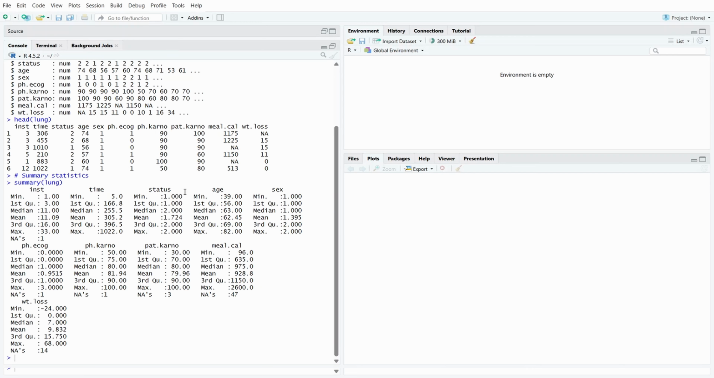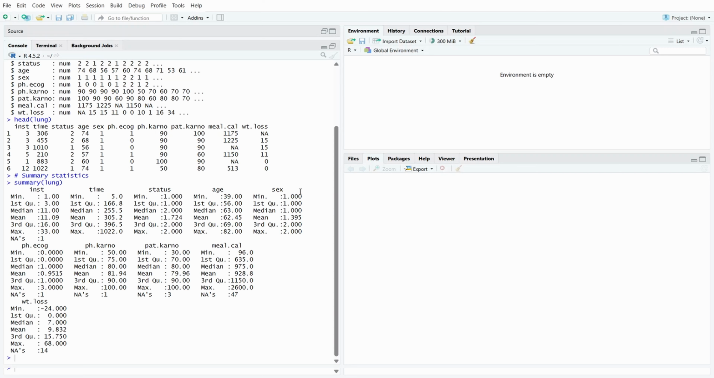Next is status, which tells us whether the patient was censored or died. The values range from 1 to 2, with a mean of 1.724. Since 2 typically indicates death in this dataset, it looks like the majority of patients experience the event, meaning death, rather than being censored. Looking at age, patients range from 39 to 82 years old with a median age of 63. The mean is very close, around 62.5, so age is fairly symmetrically distributed.